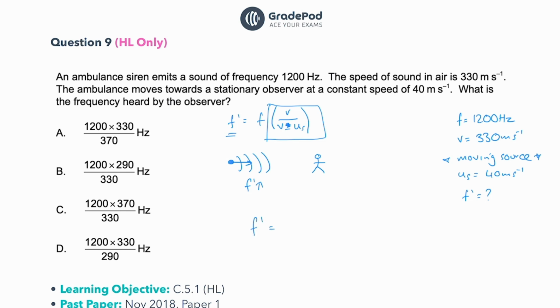So f dashed is equal to f, 1200, times 330 divided by 330 minus 40. So that's 1200 times 330 divided by 290. So we're looking for something with a 290 on the bottom. That works there. The answer is D.